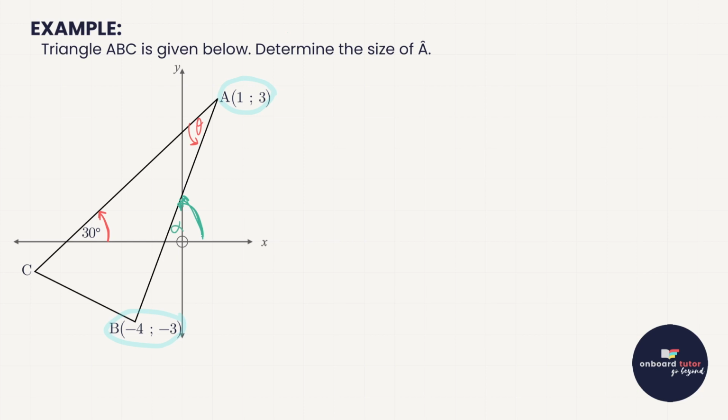So what do we know? We know that tan alpha is equal to the gradient, y2 minus y1 over x2 minus x1. Now we substitute in 3 minus minus 3 over 1 minus minus 4. So we end up with 6 over 5 as our gradient there. Okay, let's get a reference angle. So we say shift tan of 6 over 5, and we get an answer of 50,19 degrees.